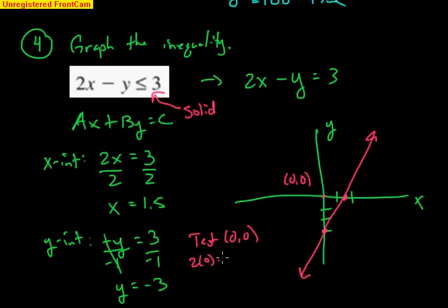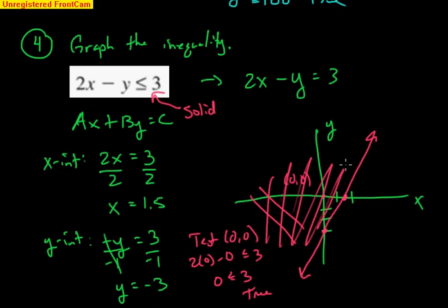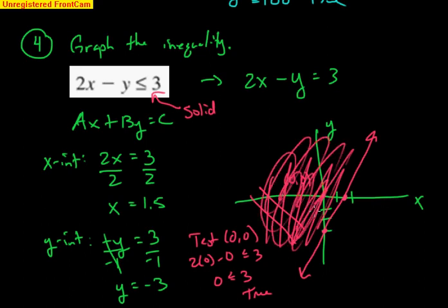Plug in 0 for x and 0 for y. 2 times 0 is 0. 0 minus 0 is 0. 0 is less than or equal to 3. This is true. So I'm going to shade where 0, 0 is. And that is right here. And there's this graph.